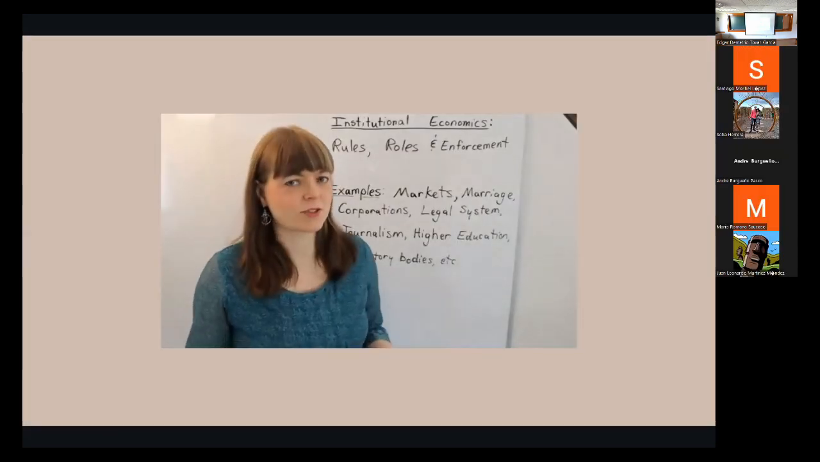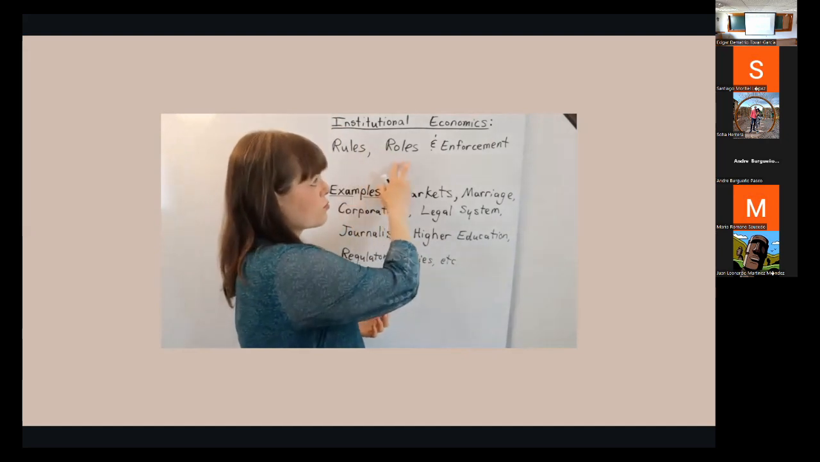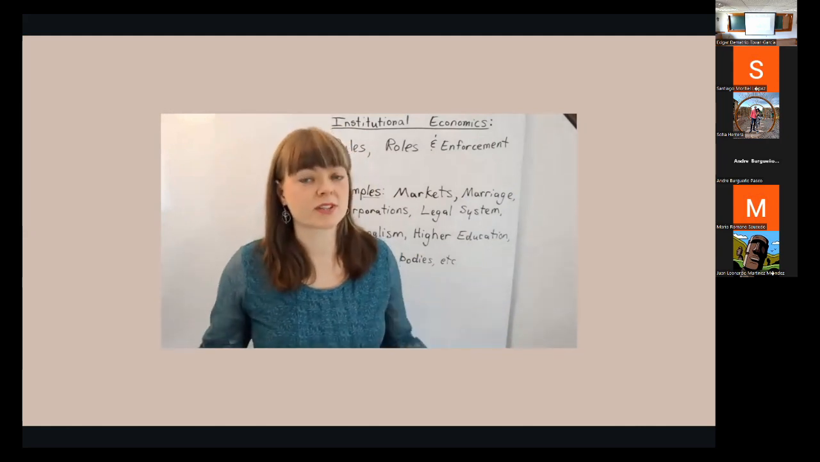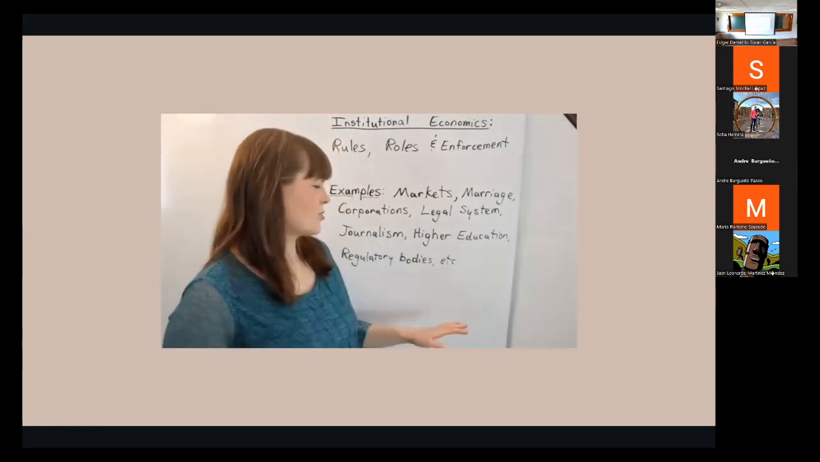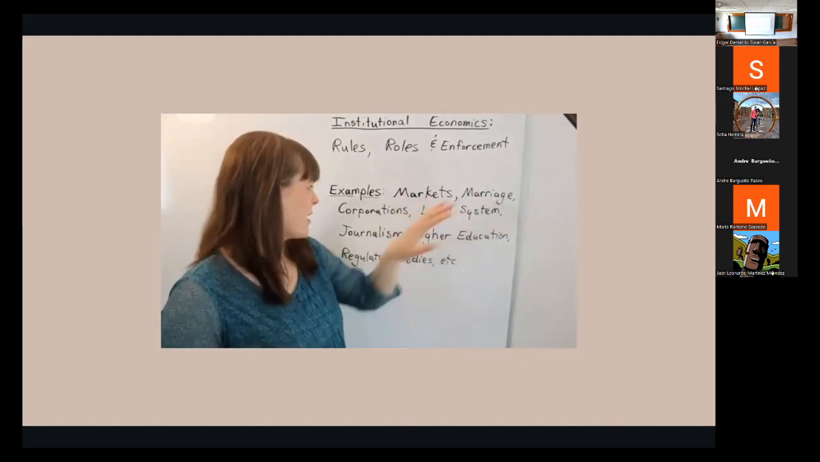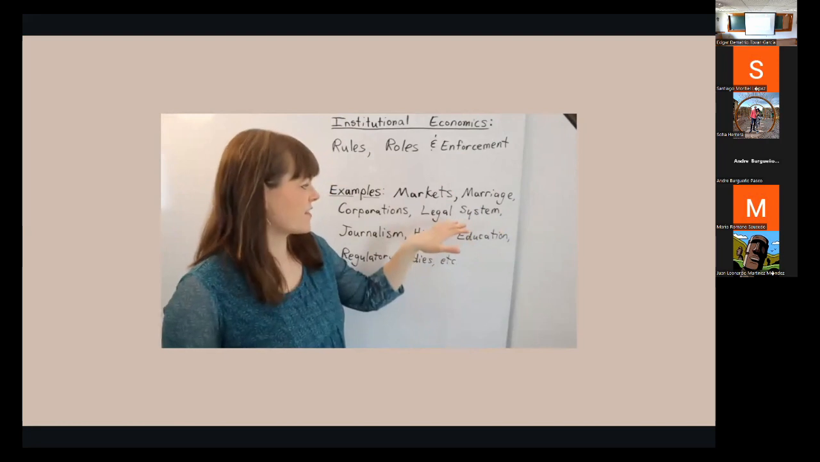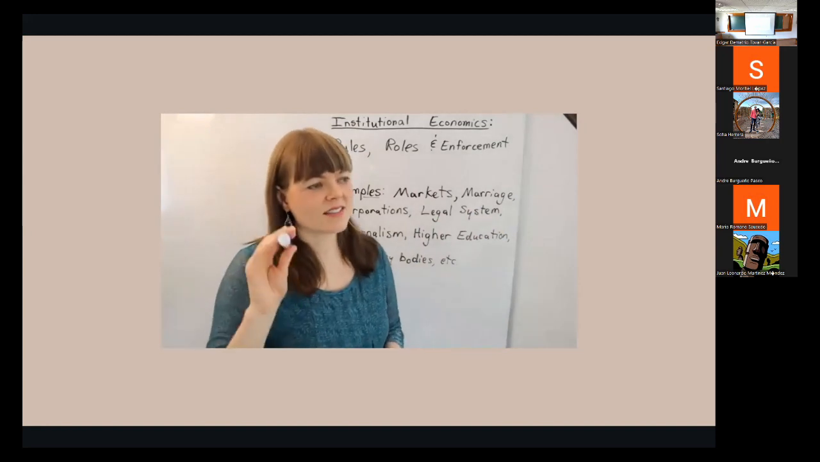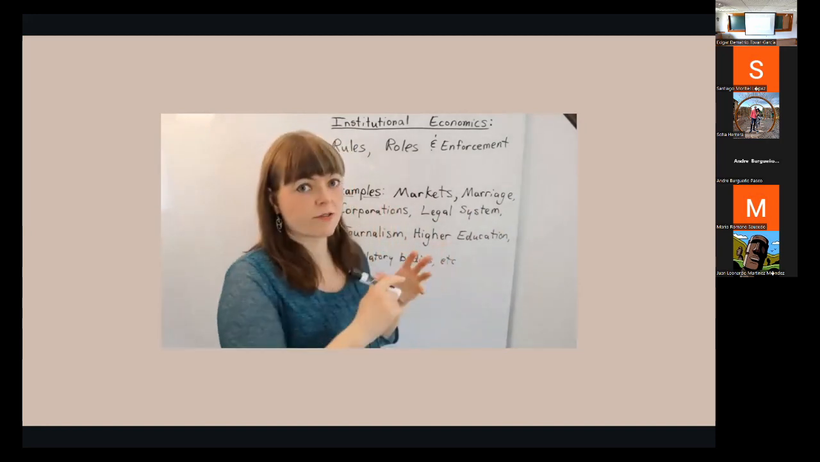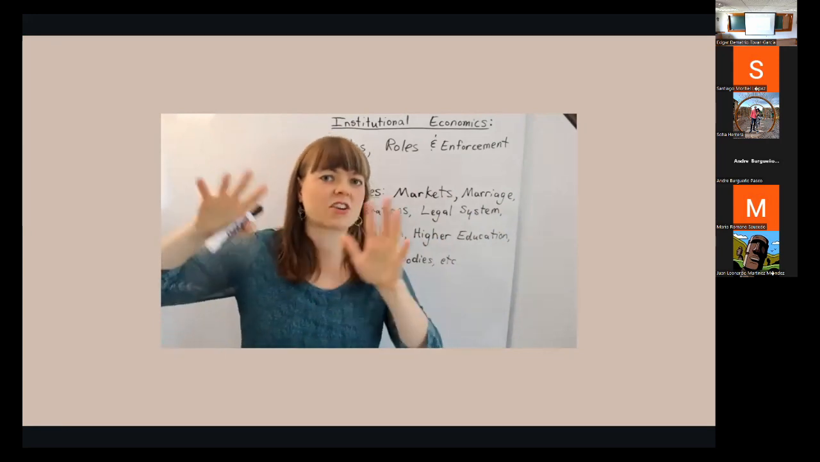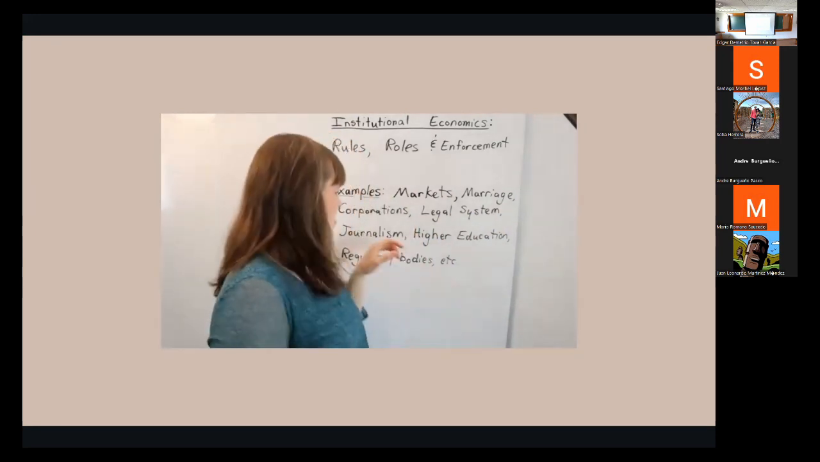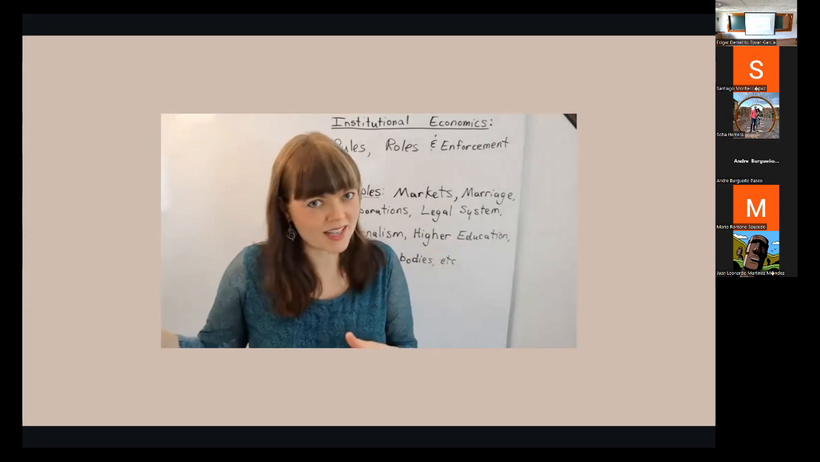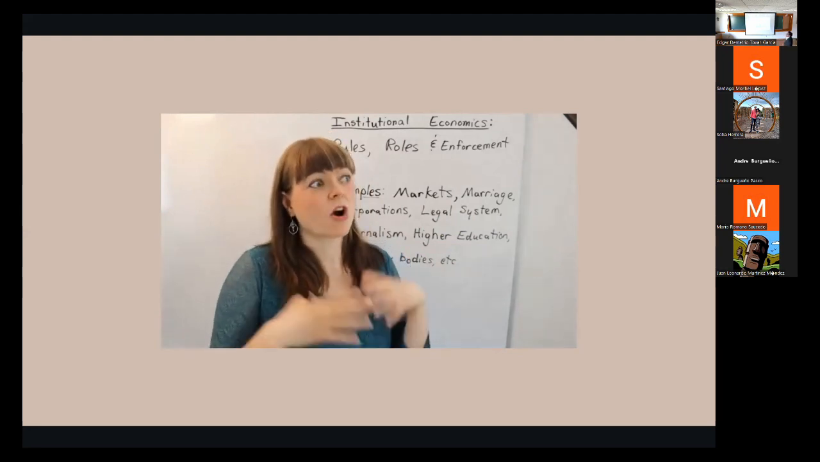And first of all, what is an institution? It's going to be the rules, roles, and enforcement mechanisms that structure human interaction and human relationships. Examples of institutions include markets, marriage, the corporate sector, the legal system, journalism, higher education, regulatory bodies. And it's worth separating institutions from organizations. Organizations are specific groups of people, such as a specific corporation or a specific school. And organizations are many institutions in and of themselves, but oftentimes they're nested.